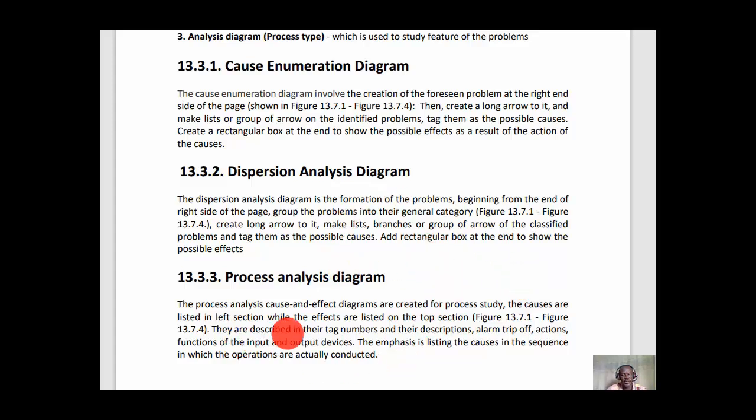The process analysis cause and effect diagram is created for process study. The causes are listed in the left section while the effects are listed on the top section, as illustrated in the figures 13.7.1. They are described by their tag number and their description, alarm trip off, actions, and function of the input and the output devices. The emphasis is on listing the causes in the sequence in which the operations are actually conducted.